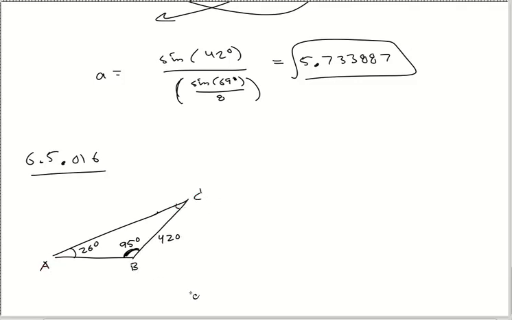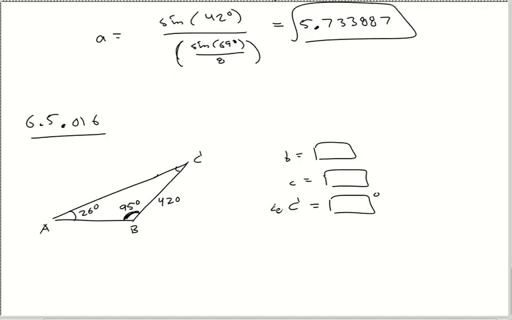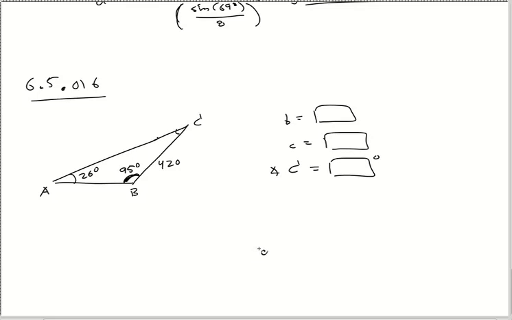Okay. All right. What they're looking for in this case is little b, little c, and then capital C, and then a little degree symbol, I suppose. Again, you can put the little angle symbol if you want. Whatever. Okay. So how do I start this problem?